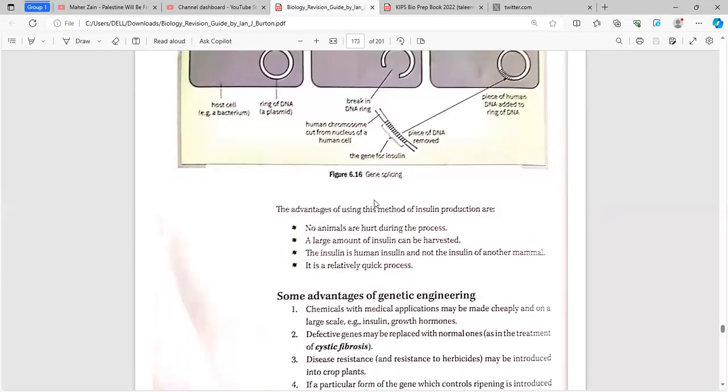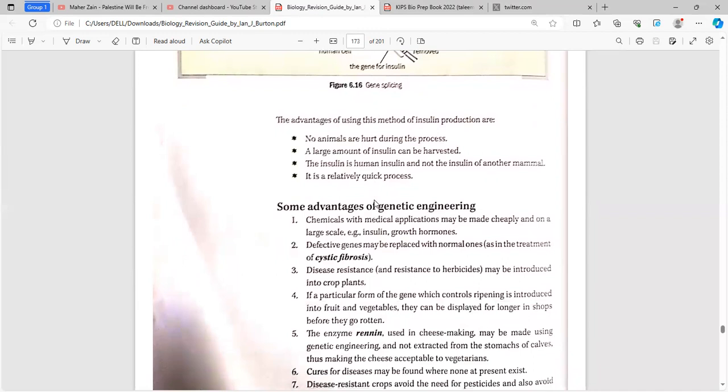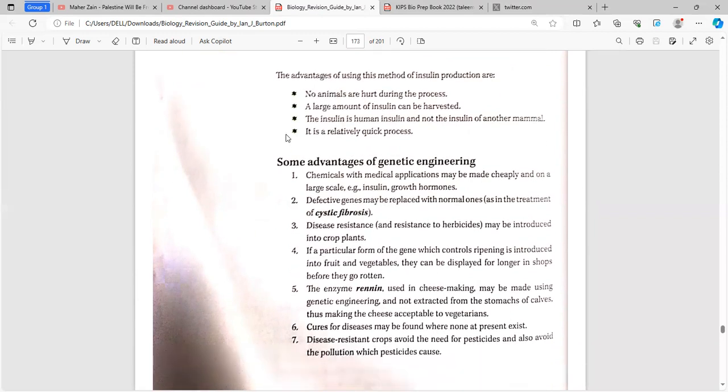Now, advantages of this form of insulin production are that firstly, no animals are hurt during the process. Secondly, a large amount of insulin can be harvested, and it is also a cheap process comparatively. The advantages of genetic engineering can't be limited to only insulin, and it can be used for a wide variety of purposes, such as curing other genetic diseases such as cystic fibrosis, and in the making of the enzyme renin, or to produce disease-resistant crops. However, from the exam point of view, the most important example is insulin.